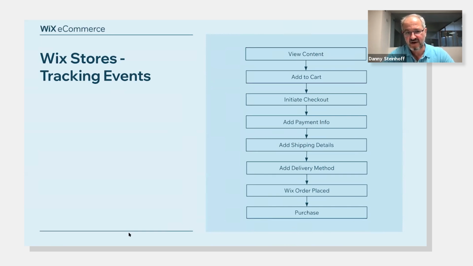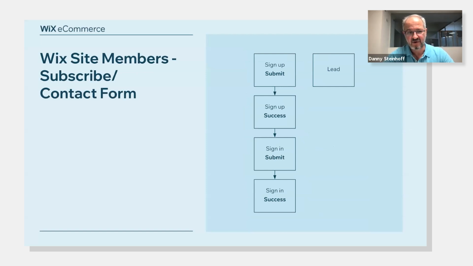Then the next one after add to cart is initiate checkout, add payment info, add shipping details, add delivery method, Wix order placed, and purchase. So all in all, we have 8 events which we fire in the Wix Stores process, in the buying process.